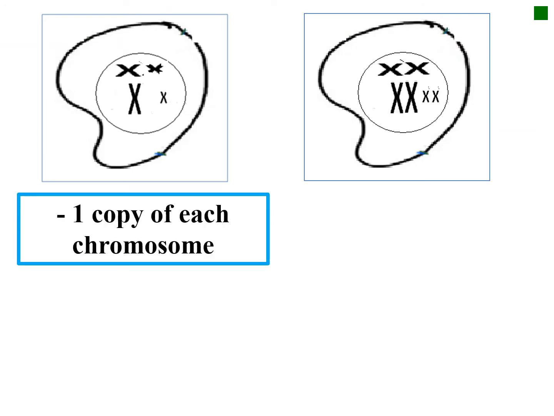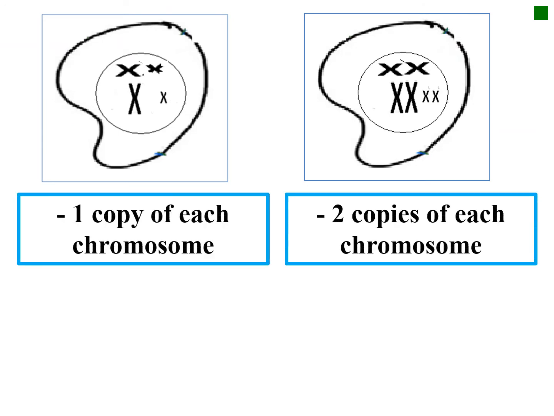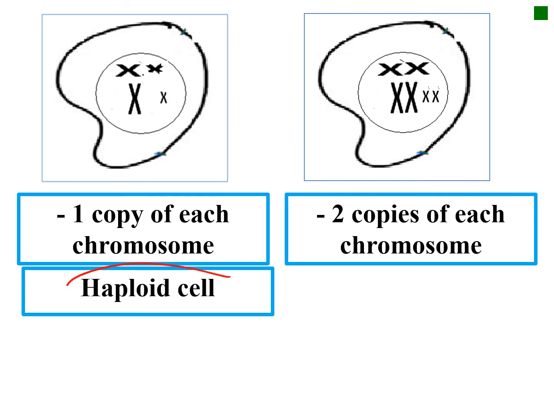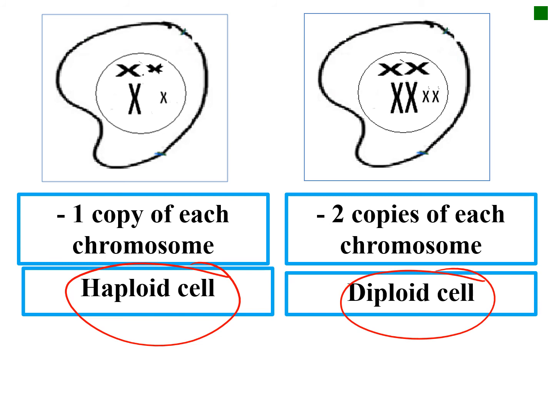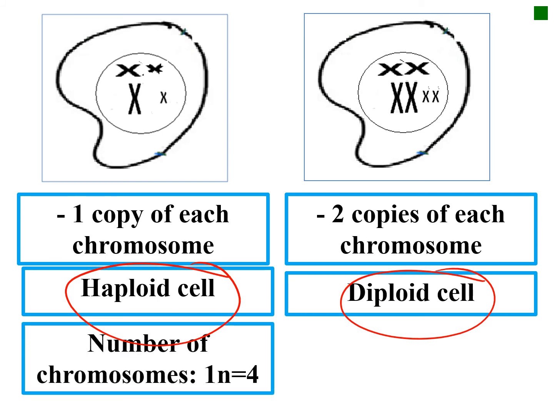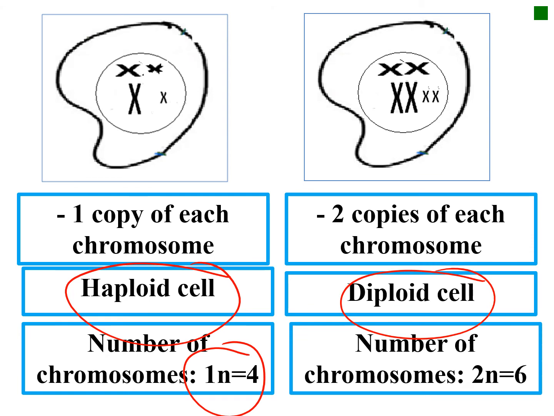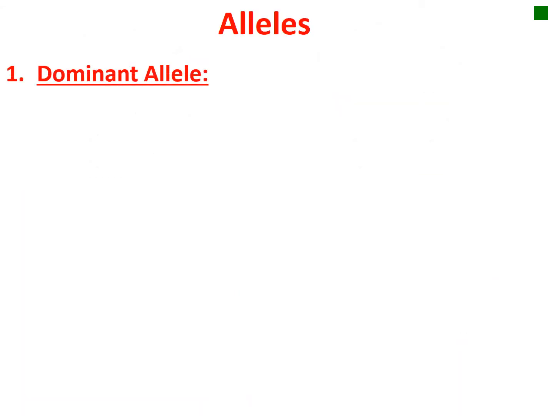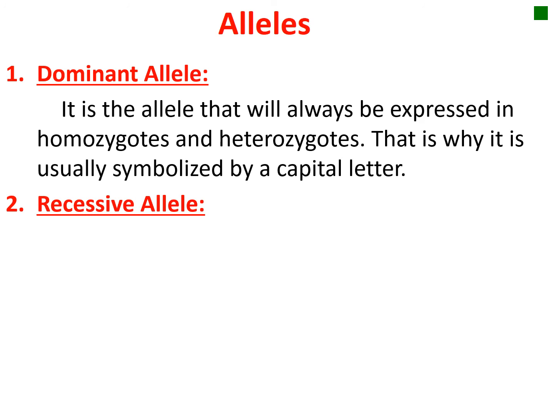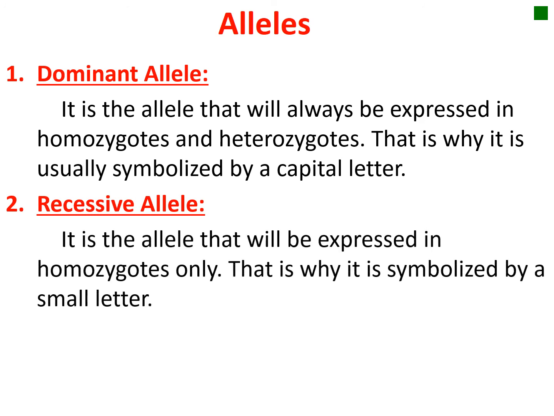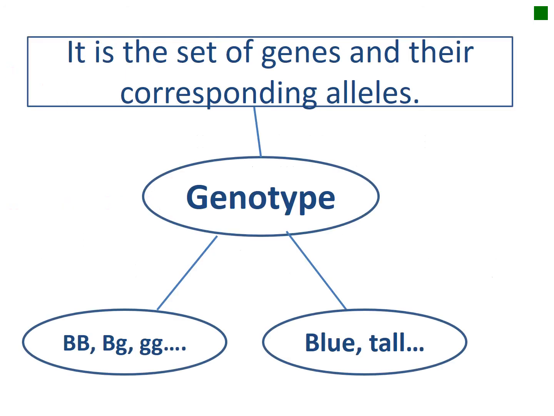So here we have one copy of each chromosome, so this one is haploid. While here we have two copies, so it's diploid. So we have a number of chromosomes 1n equal to 4, and here 2n equal to 6. Alleles: dominant allele and recessive allele. The dominant allele is the allele that will be expressed in the case of homozygotes and heterozygotes. That's why it's called dominant, and it's usually symbolized by a capital letter. While the recessive allele is expressed only in the case of homozygosity, and it's usually symbolized by a small letter.